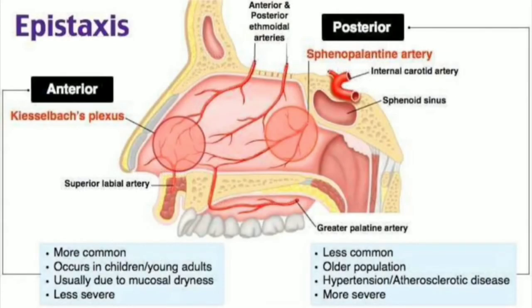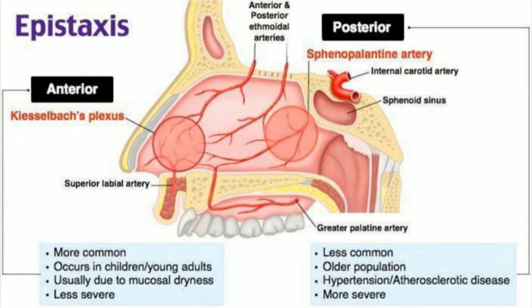Now we come to epistaxis or bleeding from the nasal cavity. Anterior epistaxis is when the bleeding occurs through the nares. Kieselbach plexus is the most common site of anterior bleeding. The vessels involved in the formation of the Kieselbach plexus are shown here. Posterior epistaxis is when the blood flows mainly back into the throat. Anterior epistaxis is more common, whereas posterior epistaxis is less common.